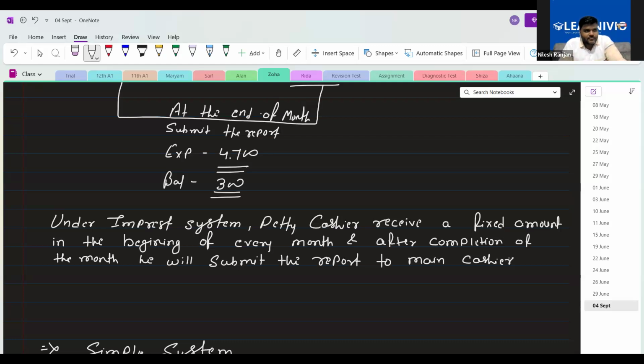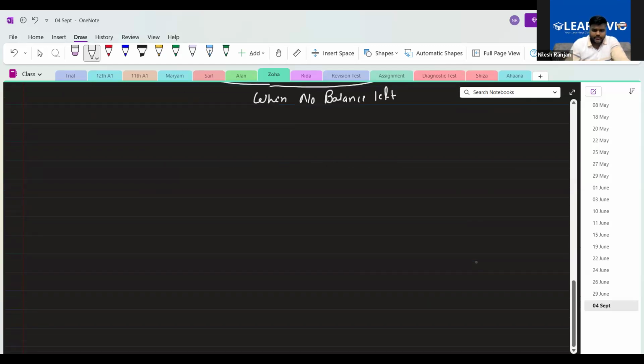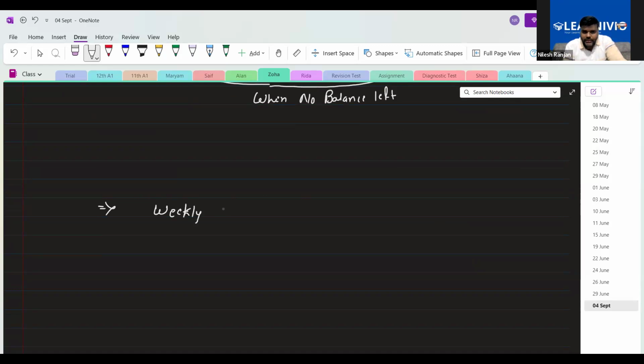So even if he does it on a weekly basis, he will receive it at the end of the week? Let me make it clearer. Let's say a business is too big, so he is receiving this petty cash to spend on a weekly basis. In this case also, he will receive his pay on a monthly basis.